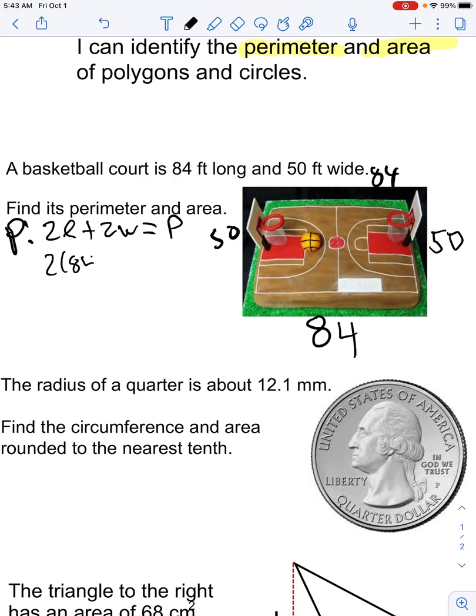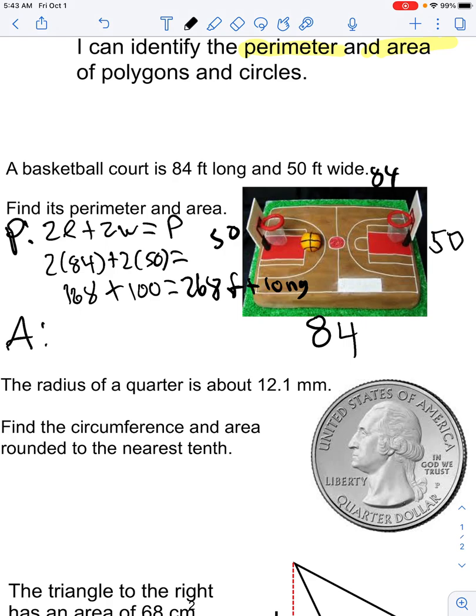So I'm going to do 2 times 84 plus 2 times 50. 2 times 84 is 168. 2 times 50 is 100. So I'm going to get a perimeter of 268 feet long.